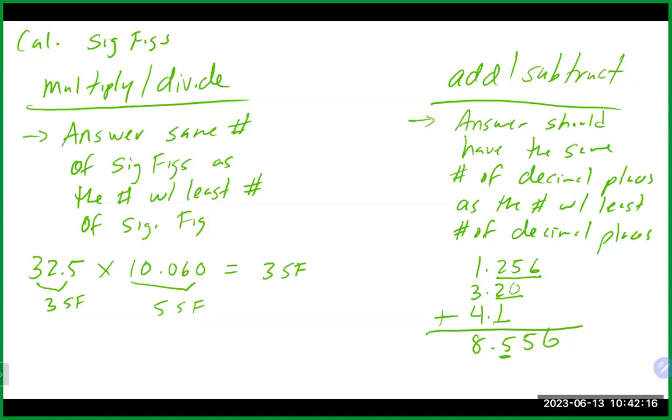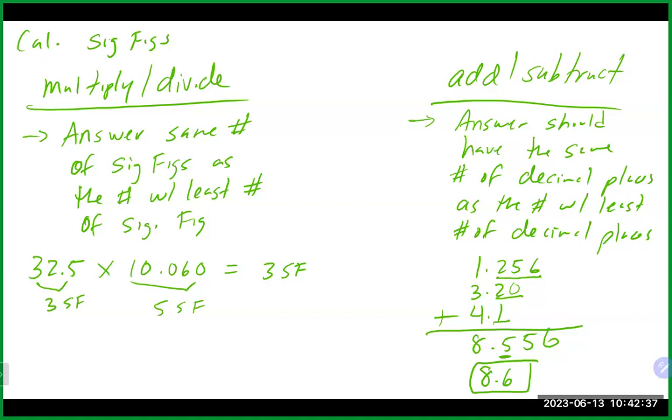So we should round up, right? And we should end up with 8.6. 8.6 has 1 decimal place, right? How many significant figures? 2. And that's important to keep that difference between those two, because you may need to do something with that number. Any questions on that there?